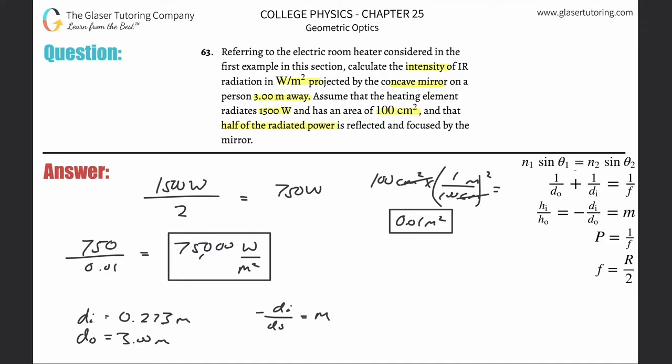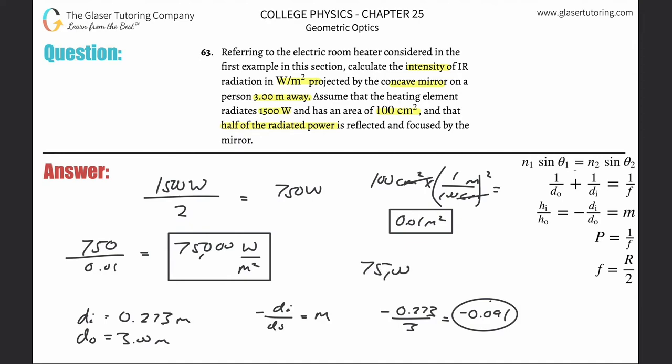So this works out to negative 0.273 all over 3, which equals the magnification. Negative 0.273 divided by 3 works out to about negative 0.091. That's the magnification. So what we need to do is take the actual intensity supplied by the heating element and multiply it by the magnification, to find the intensity that's actually being radiated and localized at a point.